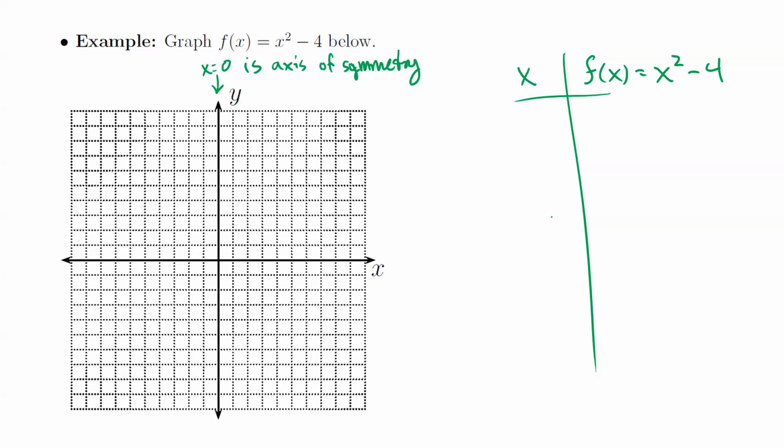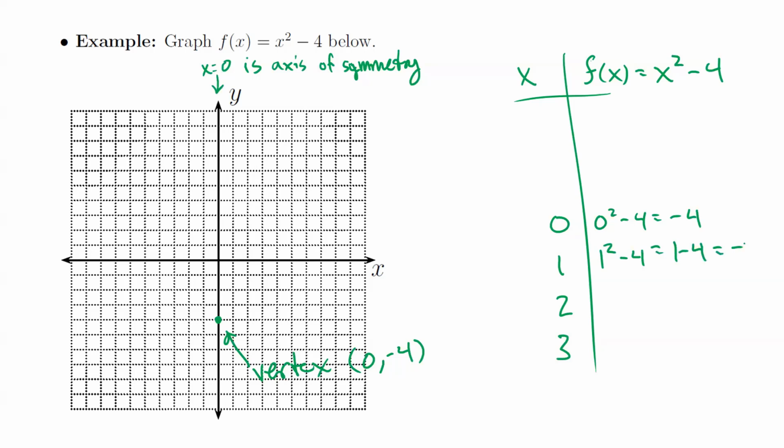And so as I make my table, I should still put x equals 0 right in the middle. So 0 squared minus 4 is negative 4, of course. And so here is my vertex. All right, and so let's go ahead and plug in 1, 2, and 3.